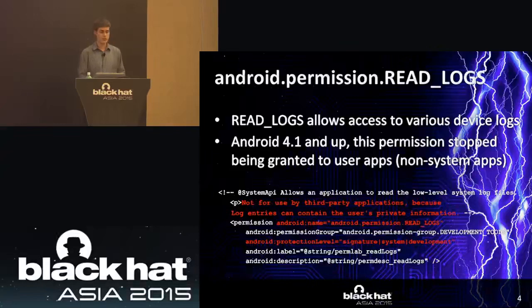On the left is a snippet from the AndroidManifest.xml from the Android package, and this is actually where the read logs permission is declared. So at the top, you can see an XML comment saying why they took it away. It's essentially because it can contain private data. The red text below that is actually where the read logs permission is declared. And further below that shows the protection level of this permission, which is system, signature, or development.